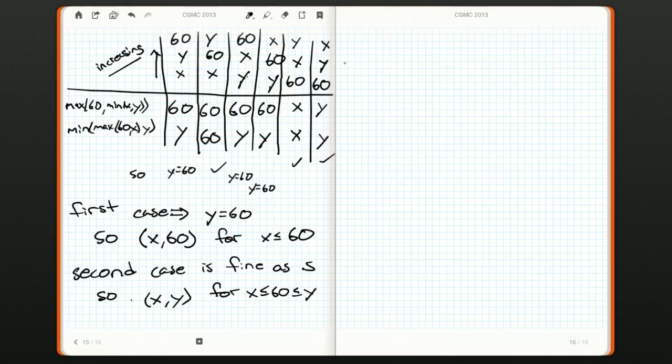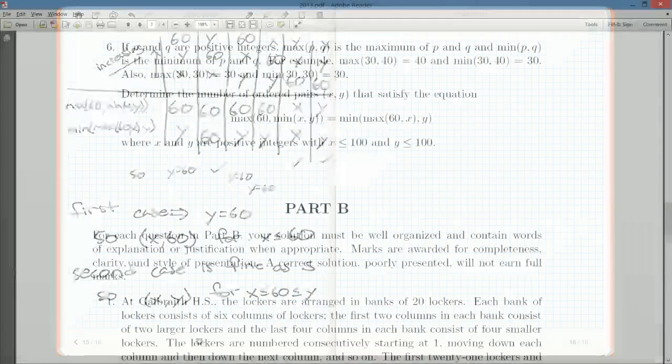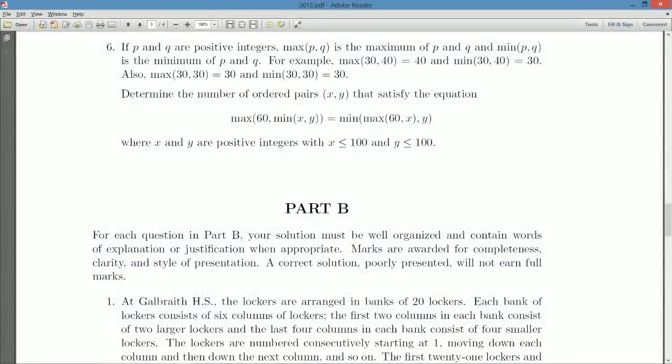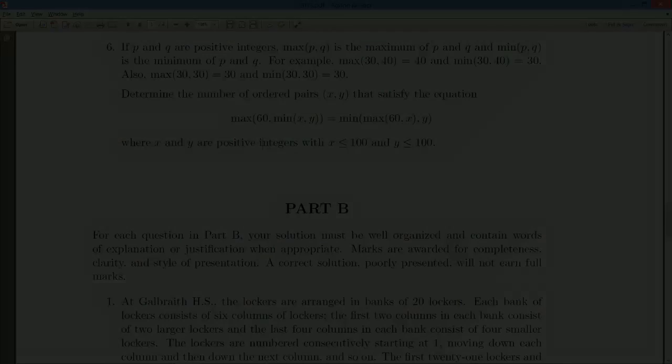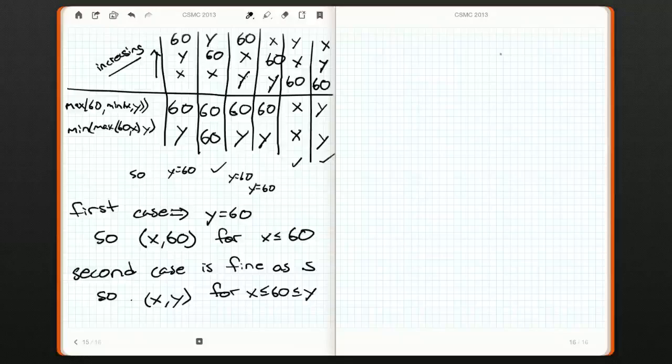What exactly are we asked? Are we asked to list them all, or are we asked to count them all? Determine the number of ordered pairs. Okay, so this will be a little more challenging, but let's continue on listing out all the possibilities. So for the second one, we still need y is equal to 60, but this time x is greater than or equal to y.